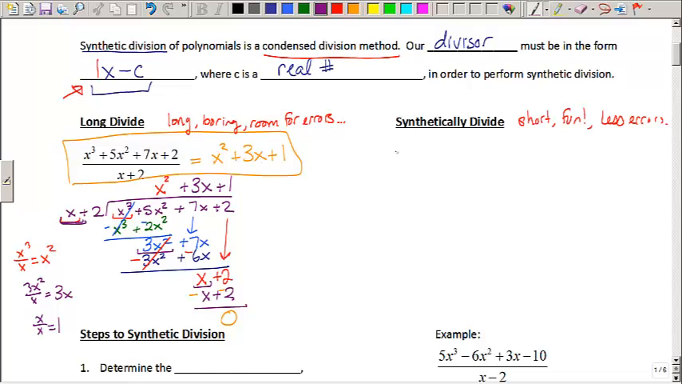So what we're going to do is first look at the divisor, x plus 2. Now all of the divisors have to be of the form x minus c in order for synthetic division to actually work. So if my divisor is x plus 2, notice there's a minus in the c, x minus c.